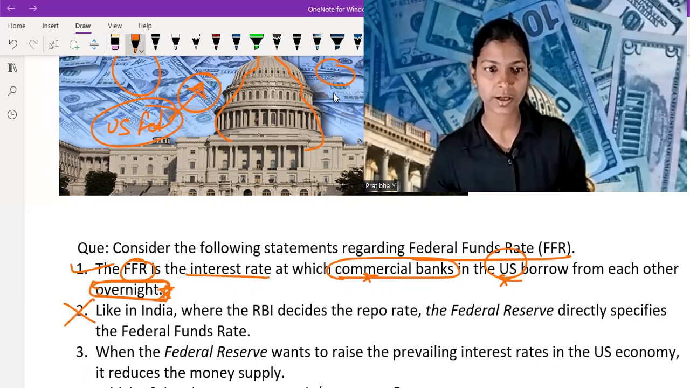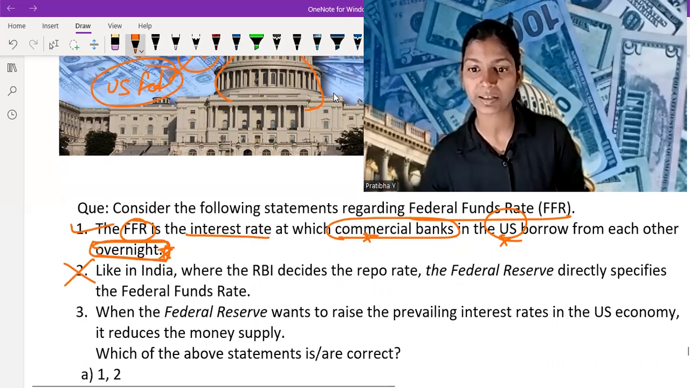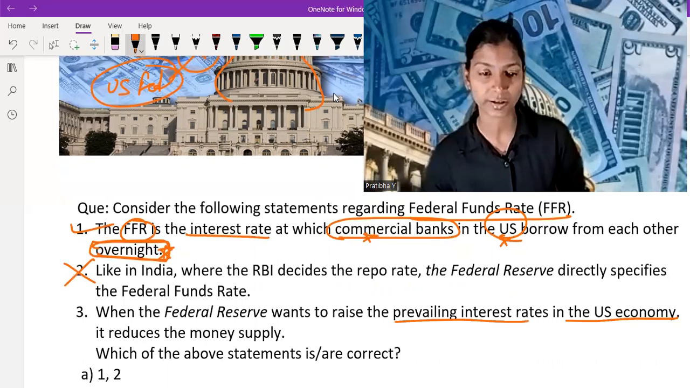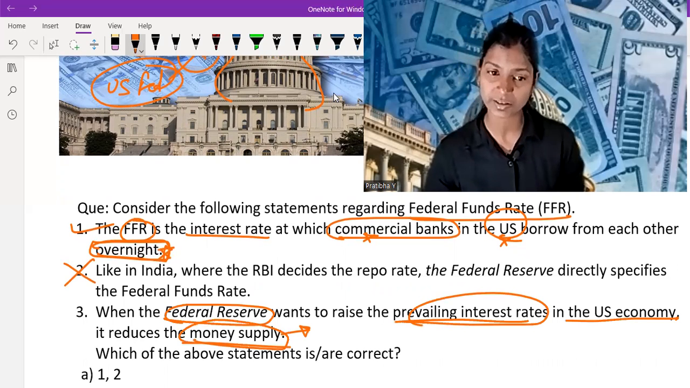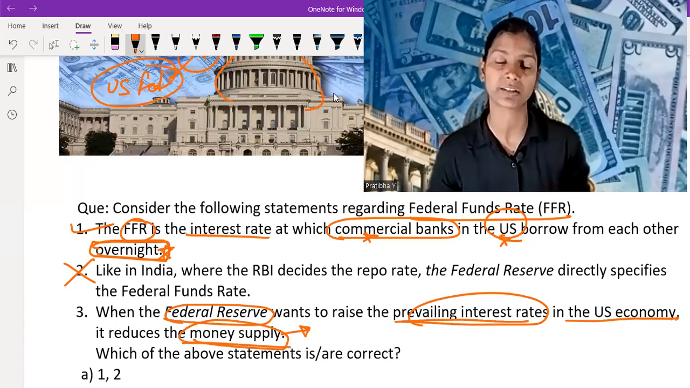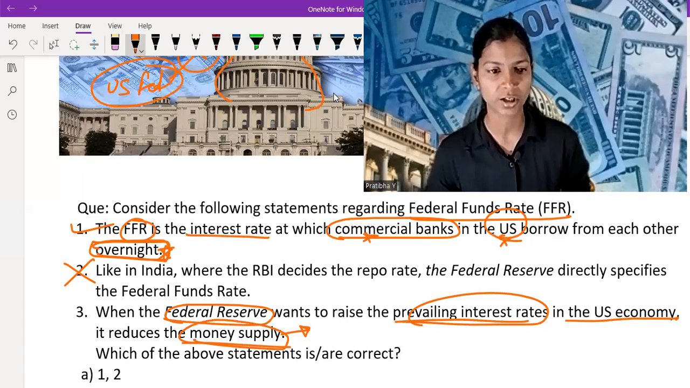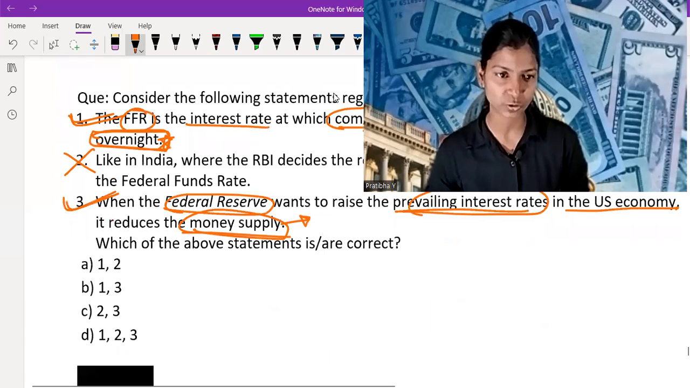Next one is: when the Federal Reserve wants to raise the prevailing interest rate in the US economy, it reduces the money supply. So when the Federal Reserve of the USA wants to raise the prevailing interest rate in the US economy, it reduces the money supply. Yes, when it reduces the money supply, there is less money in the market. So commercial banks lend money to each other at a higher interest rate, and when they lend money to the consumer, they also charge a higher interest rate from the consumer. So this one is also correct. That means statement 1 and statement 3 are correct. That means option B is correct.